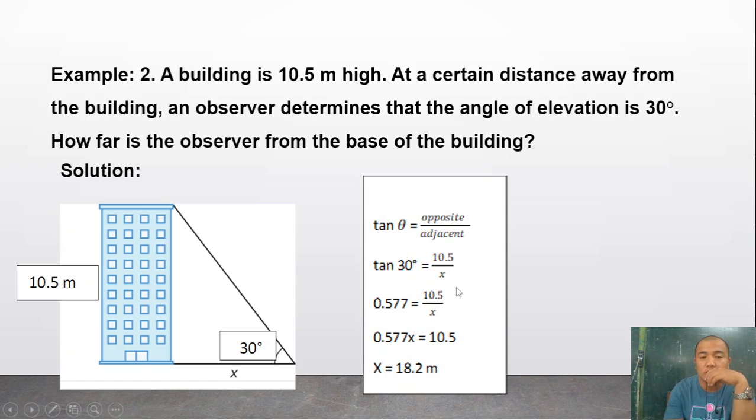TOA, right? So, SOH-CAH-TOA. Then to solve for X, divide 10.5 by tangent 30, which will come up with the final answer, 18.2 meters. That is how far the observer is from the base of the building.